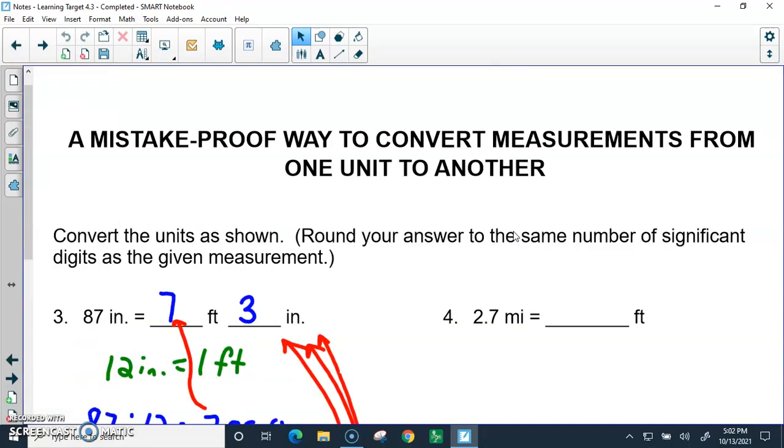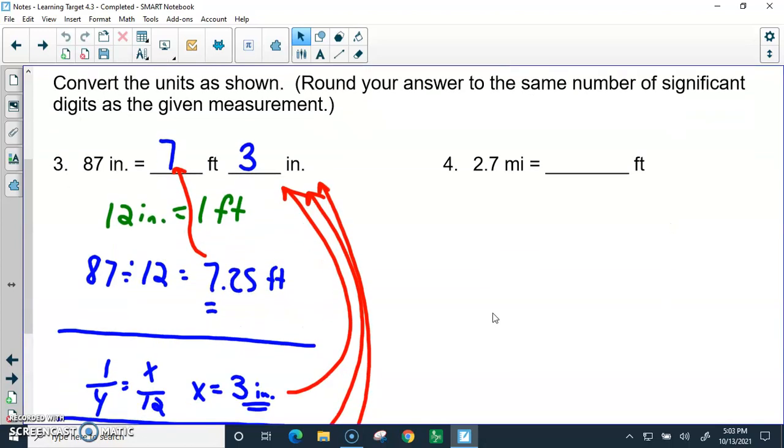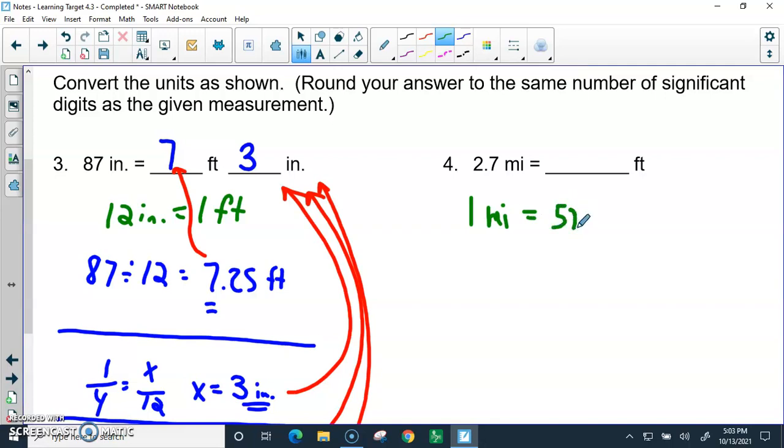Okay, so here we are. We're going to convert the units as shown, where you round your answer to the same number of significant digits as the given measurement, which is accuracy. So we're going to take 2.7 miles, or 2 7/10 of a mile, and convert it to feet. Well, first thing you need to remember, ladies and gentlemen, is how many feet there are in a mile. Okay, 1 mile, and I'm writing with my cursor here, so I apologize. 1 mile is equal to 5,280 feet.